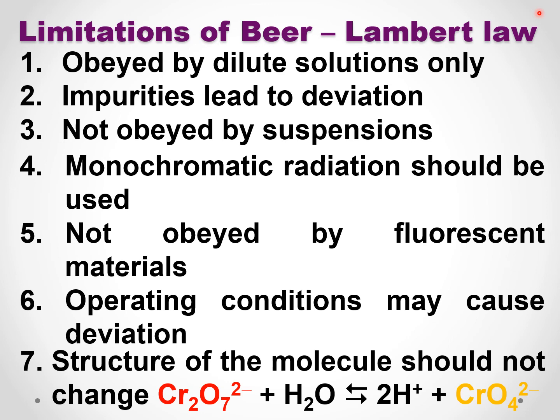For example, if you take potassium dichromate, dichromate ion is orange colored. But when you dissolve dichromate in water, it can hydrolyze and give chromate. Chromate has a yellow color. So if you are measuring the absorbance, part of it might have changed to chromate. So you will not get the correct absorbance, or you cannot relate absorbance with the concentration. So the structure of the molecule should not change during the observation. These are some of the limitations of Beer-Lambert law.